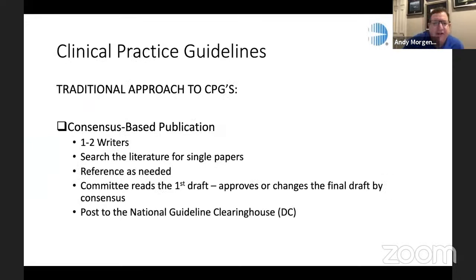But about 10 years ago, we really didn't have a process for this. And so when we write a clinical practice guideline, the traditional approach is that it's a consensus-based publication. We generally have a whole committee that reviews all the evidence and all the data, but we ultimately have one or two people specifically just writing the paper. When we do a consensus-based publication, we need to search the literature, and those are all those peer-reviewed articles, for single papers. We reference as needed. The whole committee reads the first draft and approves changes by the final draft. And ultimately, the guideline that we complete is posted to something called the National Guideline Clearinghouse, or now ECRI, in the United States.